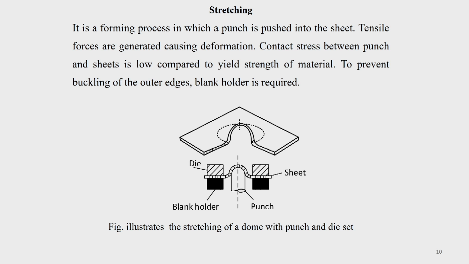So, these tensile forces are generated, causing the deformation; plastic deformation also takes place to some extent. Contact stresses between the punch and sheet are very low compared to the yield strength of the material, that is one thing. Okay, so contact stresses are not very high.